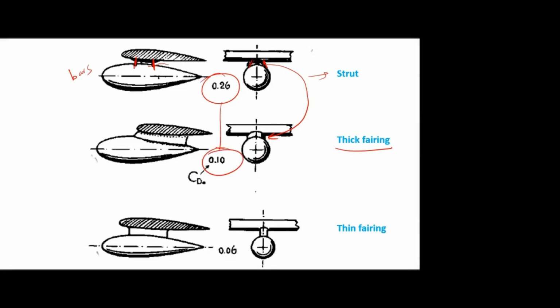Then now we have advanced materials. So with the thin fairing itself, we can attach the fuel tank. So it is further reduced to 0.06. Okay, the strut is like a bluff body, more drag. Then a streamlined thick body, 0.1. Now it is a thin streamlined body, it is 0.06. Like that they reduced.